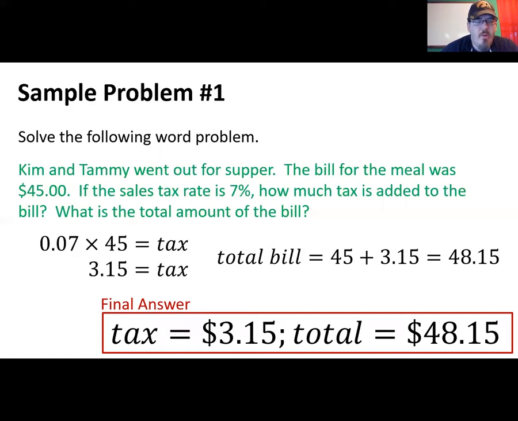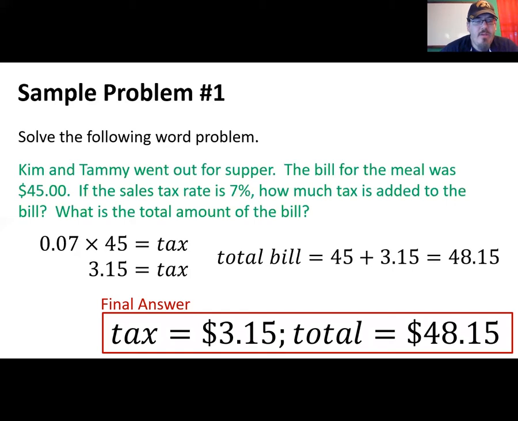So pretty straightforward when you're calculating sales tax. Just make sure you're careful when working with the percents. And just make sure as well that when you're solving a word problem like this, you carefully answer the question. Make sure you include all values that are being asked for in the problem.